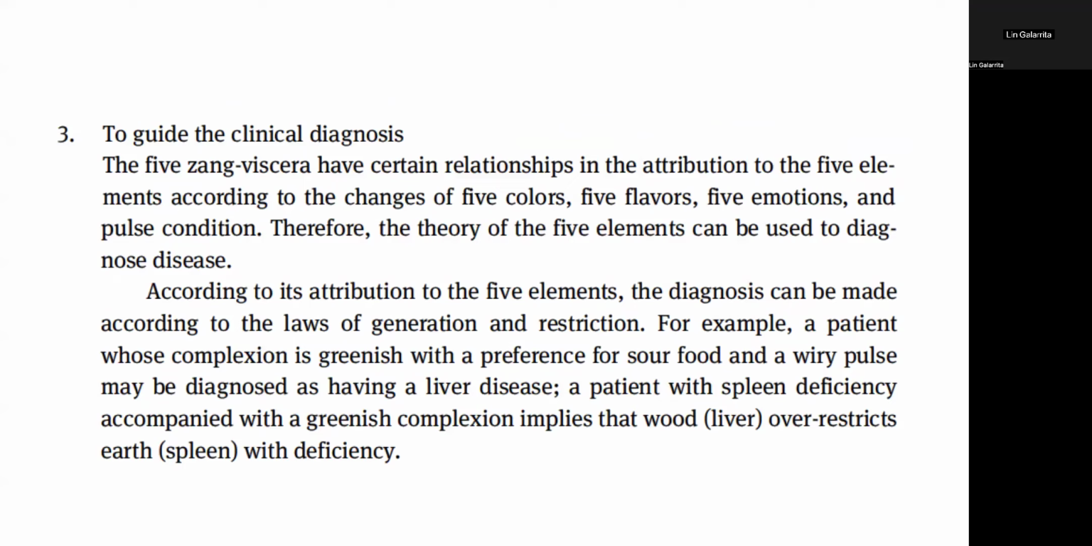According to its attribution to the 5 elements, the diagnosis can be made according to the laws of generation and restriction. For example, a patient whose complexion is greenish with a preference for sour food and a wiry pulse may be diagnosed as having a liver disease. A patient with spleen deficiency accompanied with a greenish complexion implies that wood pertaining to the liver over-restricts earth pertaining to the spleen with deficiency.